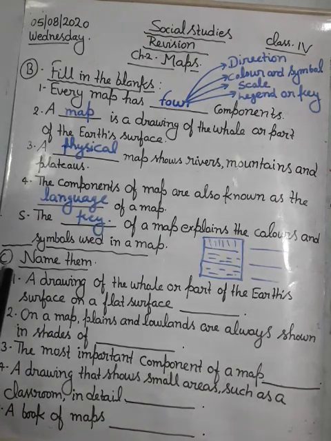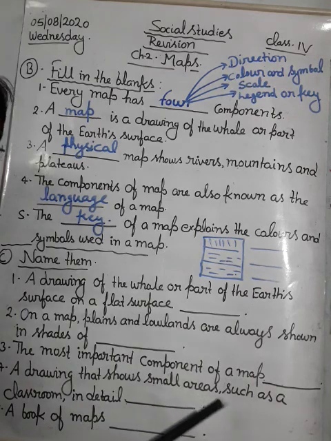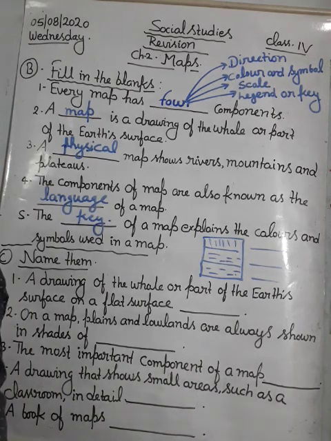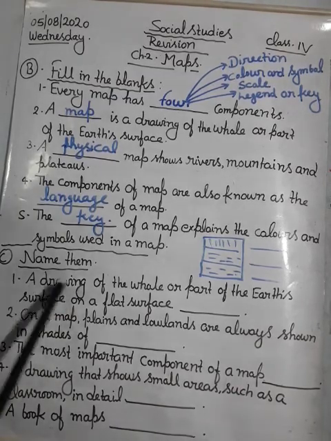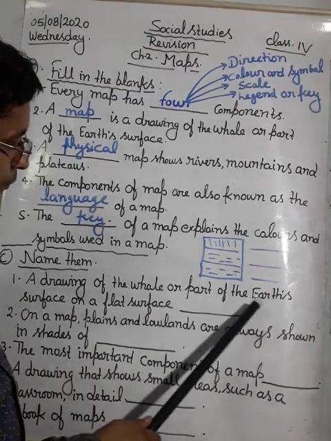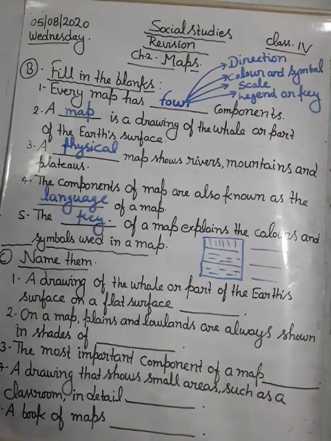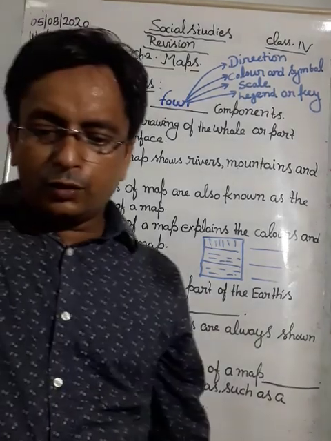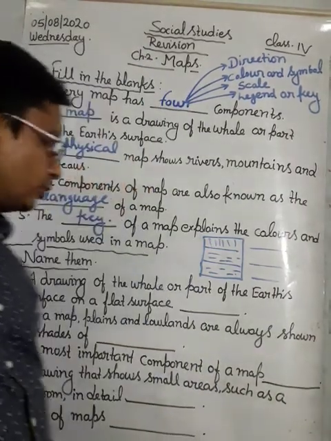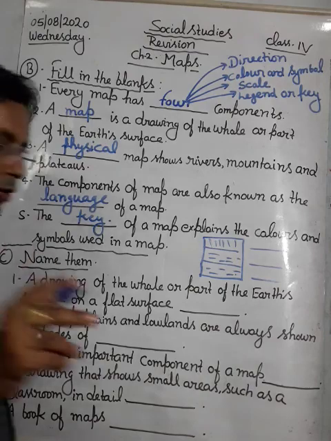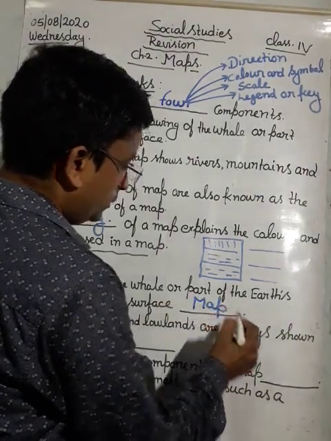And the next exercise is Name Them. You have to name, that is, answer in one word. A drawing of the whole or a part of the earth's surface on a flat surface is called what? Map. Very good.